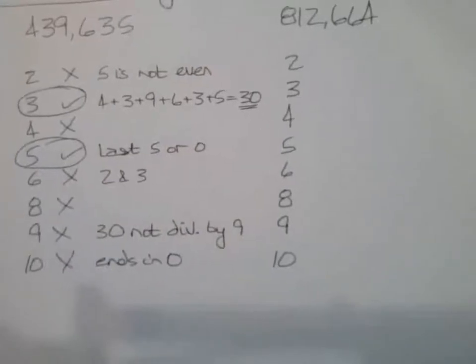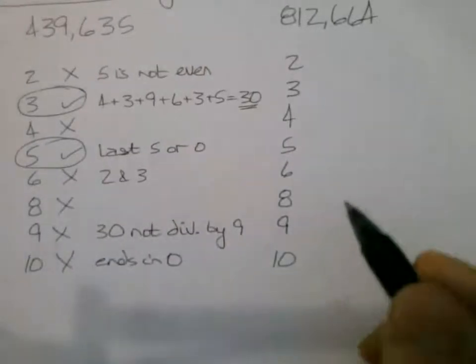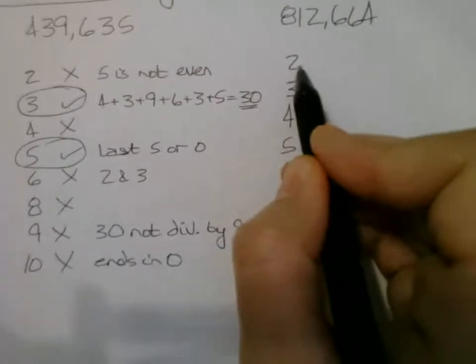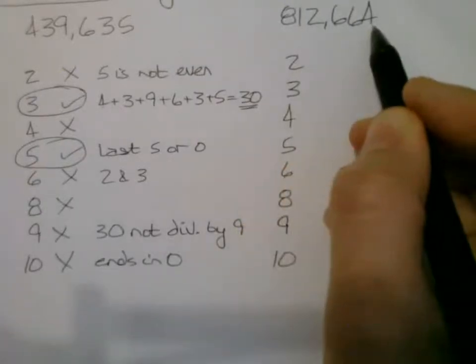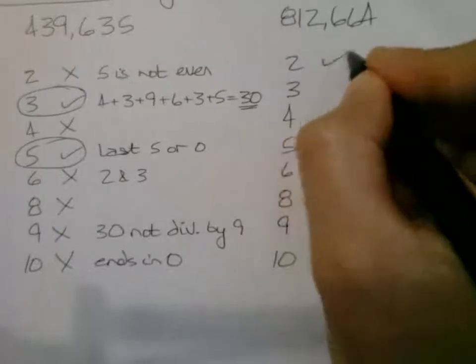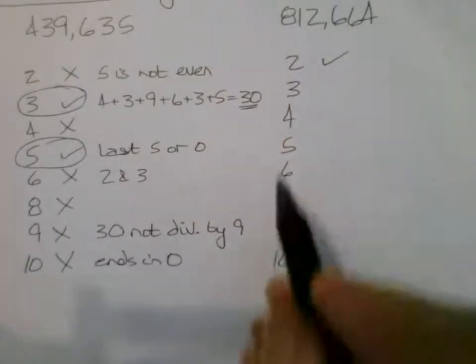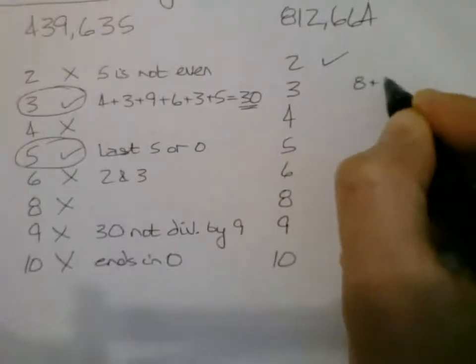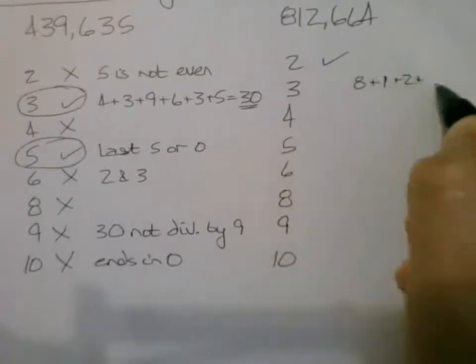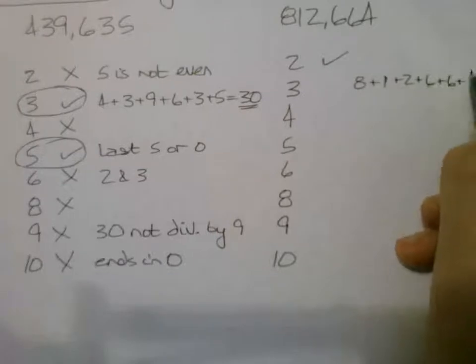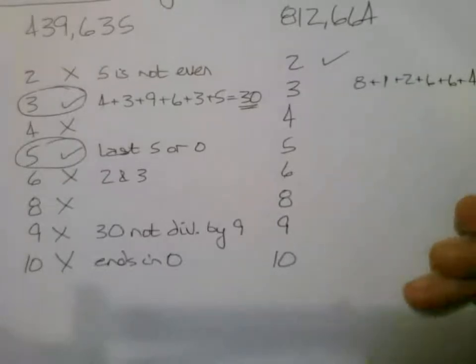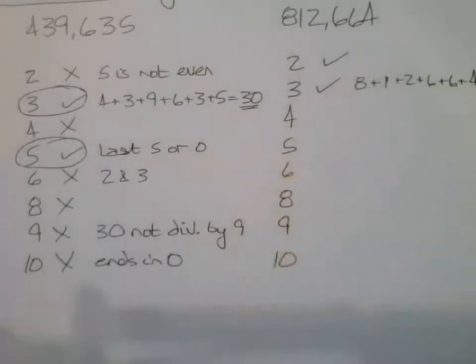Look at the other number over here, 812,664. Divisible by 2? Last digit, even. Okay, we're in. Divisible by 3? I'm going to add up the digits and get 27. Oh, 27 is divisible by 3, so the whole number is divisible by 3.